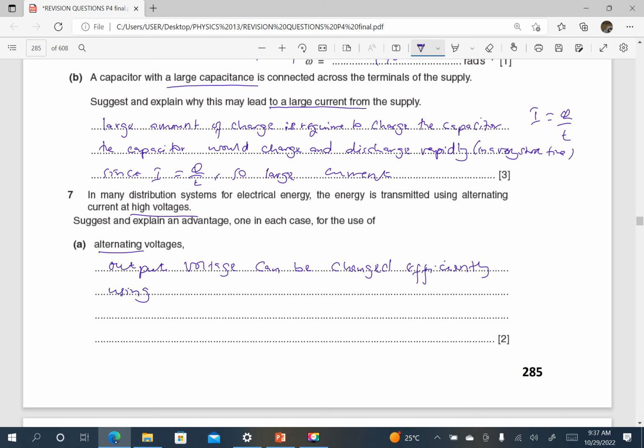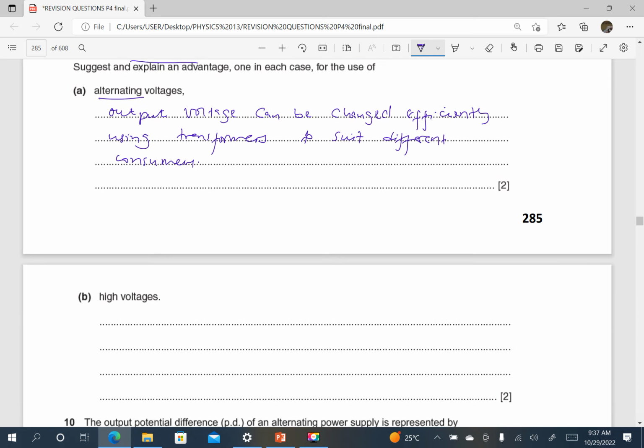Using transformers, we can step up or step down the voltage if it is alternating, so that we can meet our consumer demands. That is an advantage of using alternating. It can readily and easily and efficiently be stepped up or stepped down depending on the consumer demands.